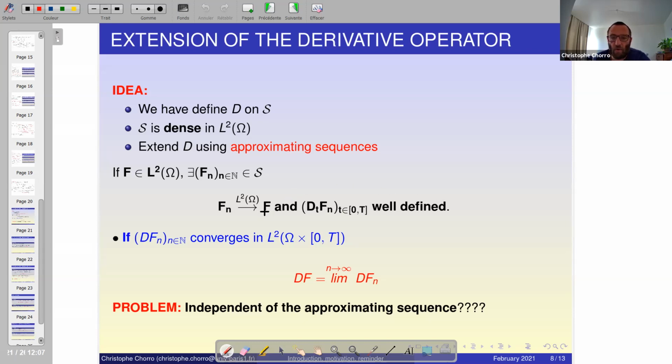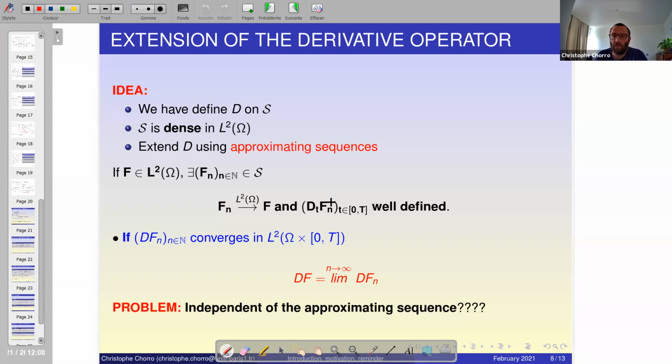So what may be a natural idea? Fn converges toward F, Dt of Fn is well-defined. I want, if it's possible, to define the derivative of F as the limit of Dt of Fn. It's something that is quite natural. The problem is that the limit doesn't necessarily exist.